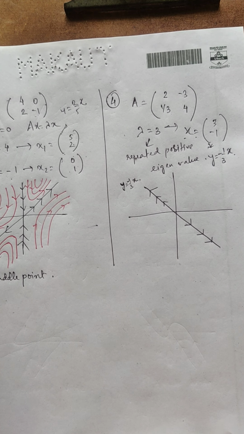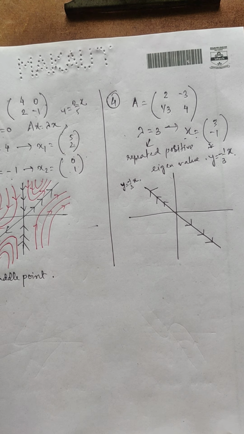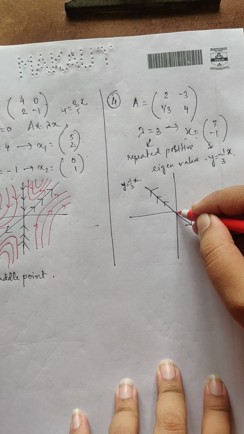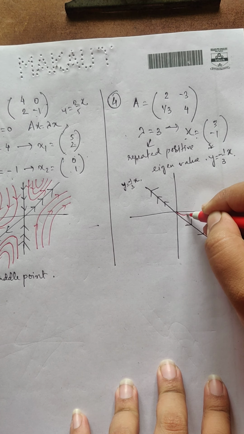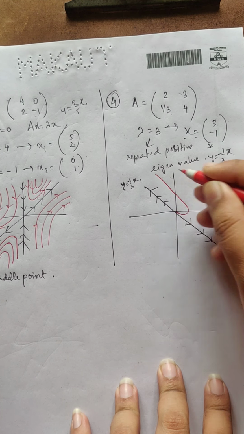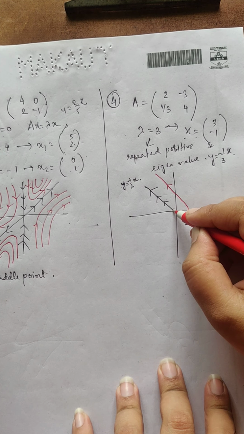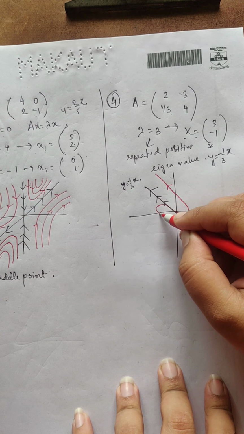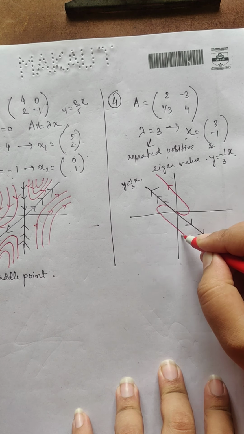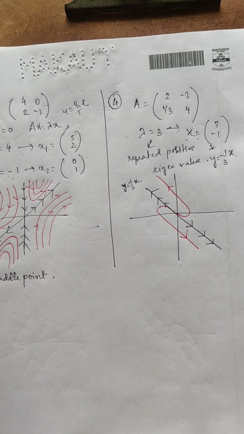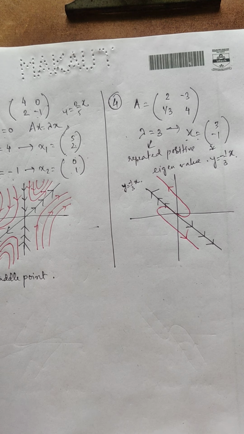And hence, since I have only one eigenvalue, or rather I should say I have a repeated same eigenvalue, my phase portrait will look like this. It will start from here and follow this line. Same for here, it will start from here and follow this line. So this is my phase portrait when I have a repeated positive eigenvalue.